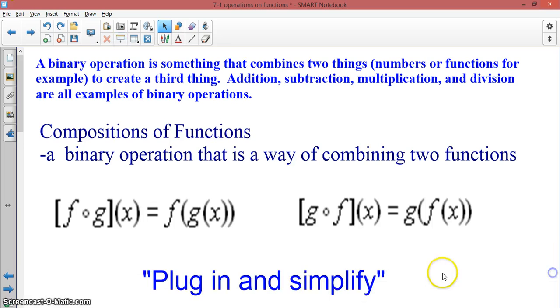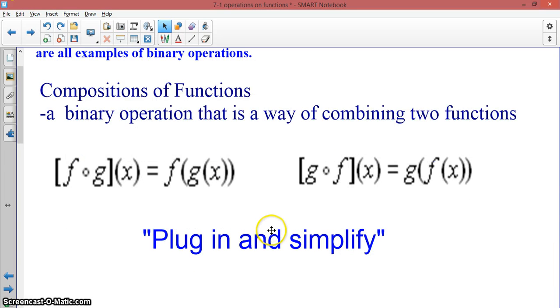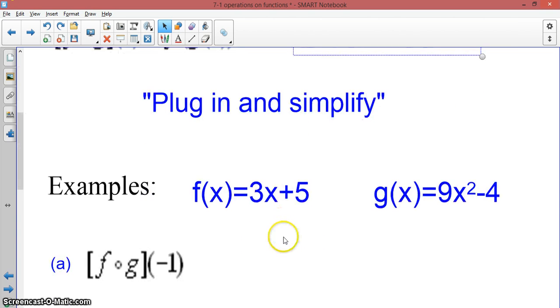So then what we do, it's all about plugging in and simplifying. Notice f of x is inside g of x here, and vice versa here. So the second one listed goes inside the first one. The plug-in is a replacing of the regular variable x with the expression g of x, or vice versa. So let's actually do some examples.